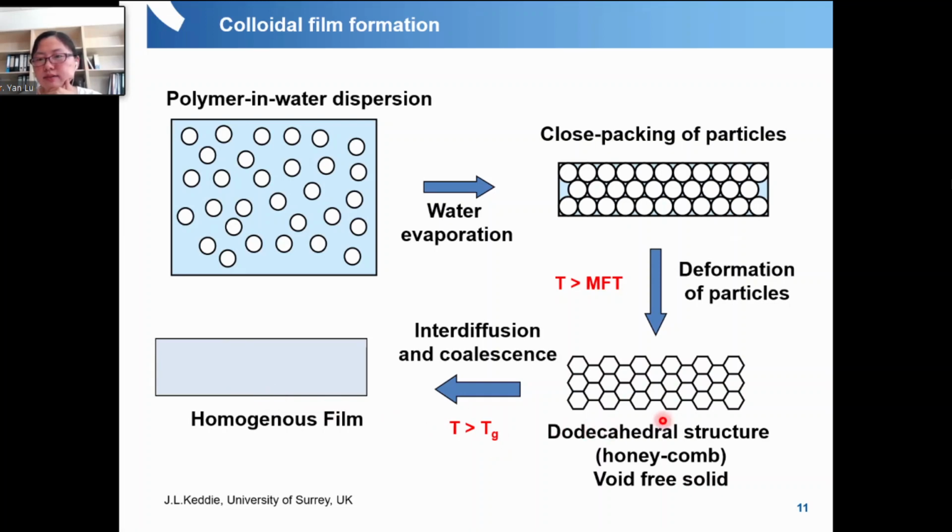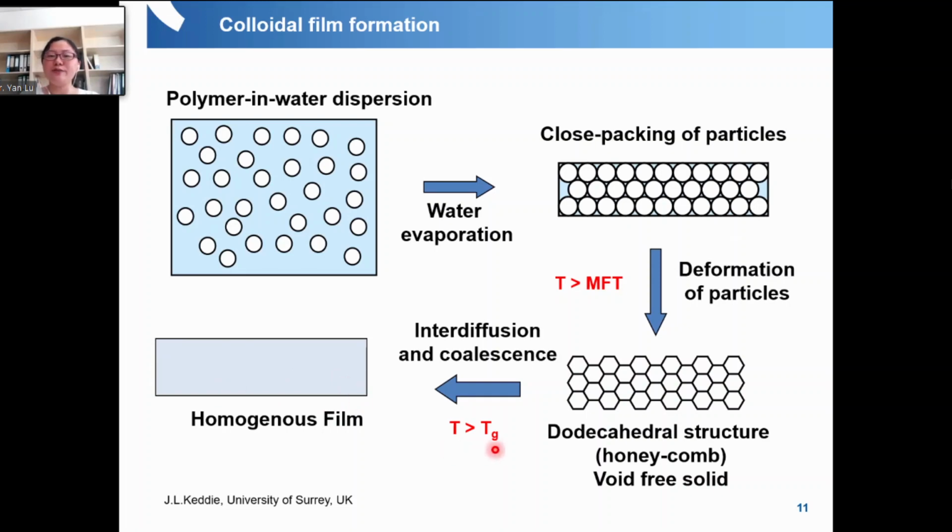Otherwise, you form such a close-packed structure, but it will not form a homogeneous film, because in that case the polymer chains are not movable, and you still have a hard particle, so we always call it a hard particle. In that case, you will not get a homogeneous film.